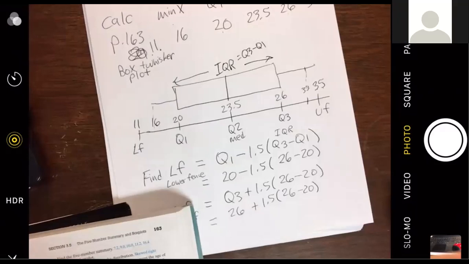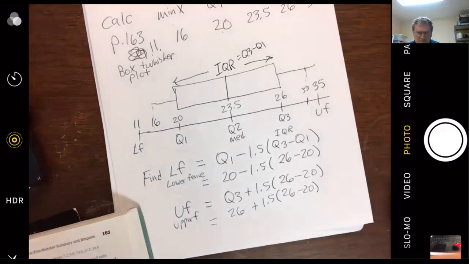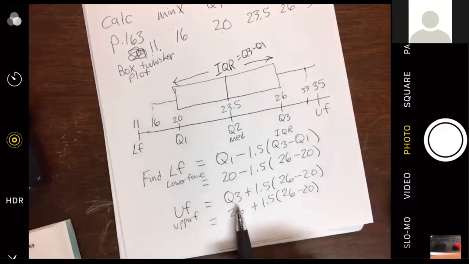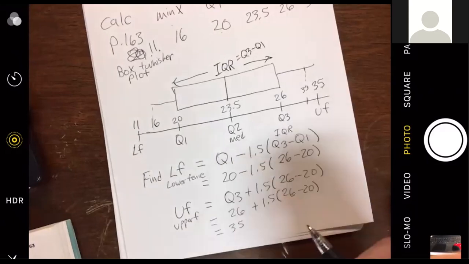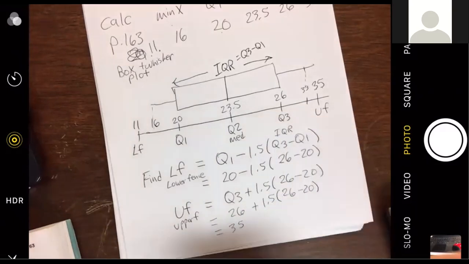My question is 26 plus 1.5 gives 27.5, and 27.5 times 6 is going to be a lot of numbers. That's my concern if it's not 35. Are you talking about the upper fence? Yes, sir, but the upper and the lower fence. 20 minus 1.5 is 18.5. 18.5 times 6 is. No.